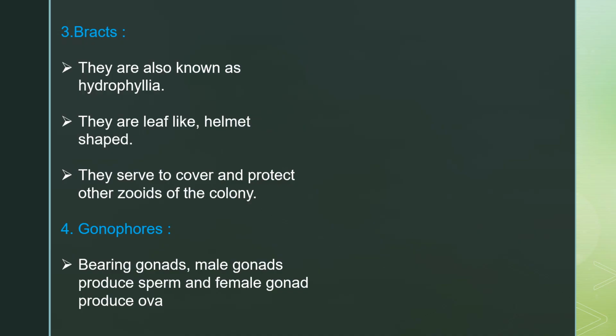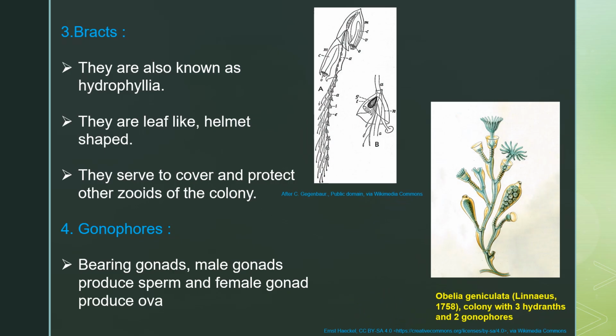Bracts are also known as hydrophyllia. They are leaf-like structures, or they look like helmet-shaped structures. They serve to cover and protect other zooids of the colony. Whereas gonophores bear gonads, like male gonads produce sperms and female gonads produce ova. These are pictures of an Obelia colony with 3 hydranths and 2 gonophores.